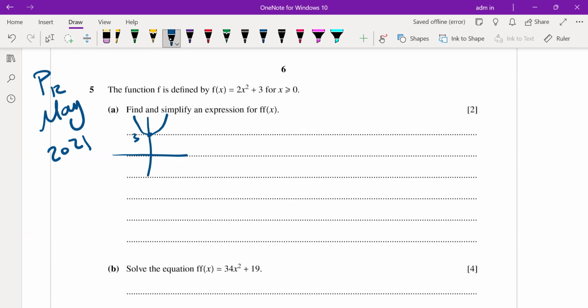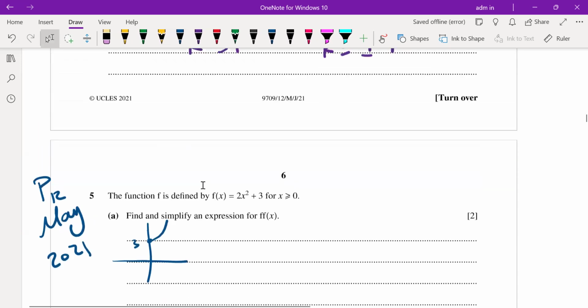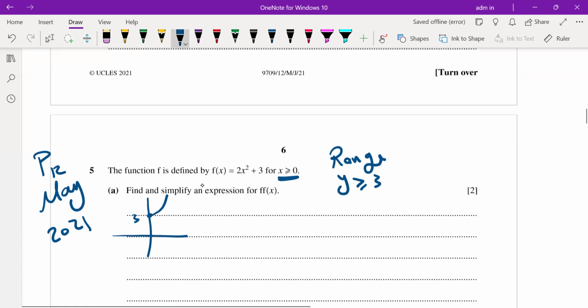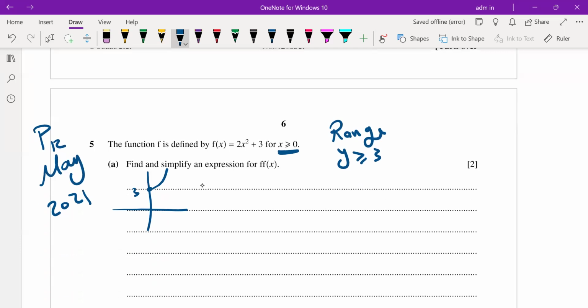In general x belongs to R, but it's given x greater than or equal to 0, only this part. So what is the domain of this function? It's written x greater than or equal to 0. What is the range? The range is y greater than or equal to 3. This is the range.